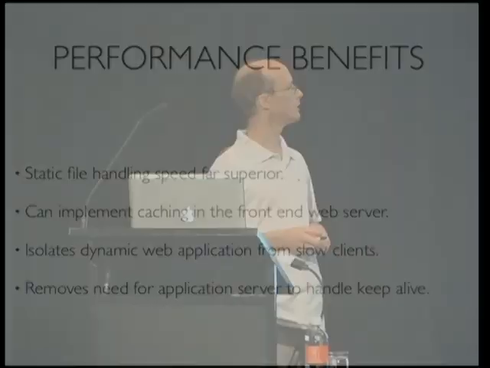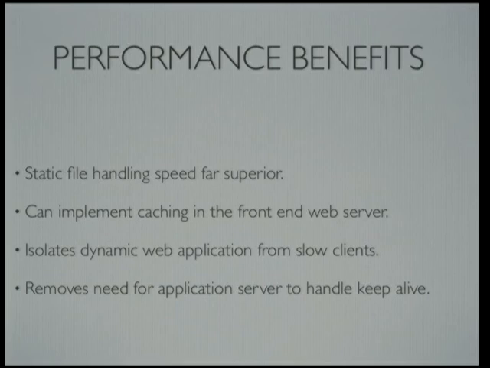So you do this and you get static file handling speed which is far superior. Other benefits of using a front-end web server is that you can start to implement caching in the front-end web server. And this is important because WSGI has a blocking API effectively. What that means is that it's generally going to be using a thread pool to handle requests, and you're only going to have a limited number of threads available to handle those requests. So if you can actually avoid a web request getting to your web application in the first place, that is a boon, because it's one less thing that your web application has to do and it can be doing other stuff at the same time. So having a front-end web server allows you to start implementing caching in the front-end web server.